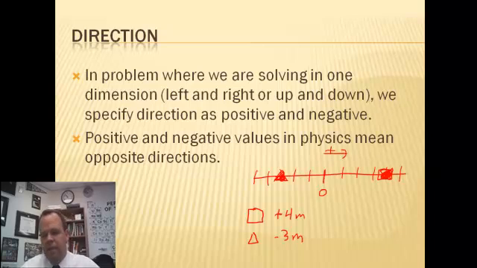Someone else could make to the left positive and to the right negative. So they would get negative 4 for the square and positive 3 for the triangle. It doesn't matter which one you choose to do as long as you're consistent throughout the problem. And understand that positives and negatives mean opposite directions in this course.